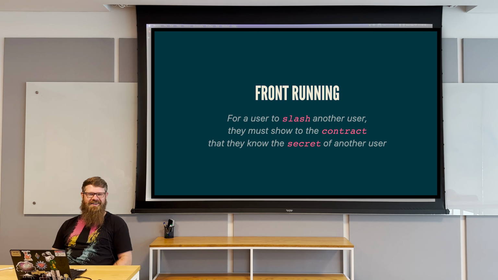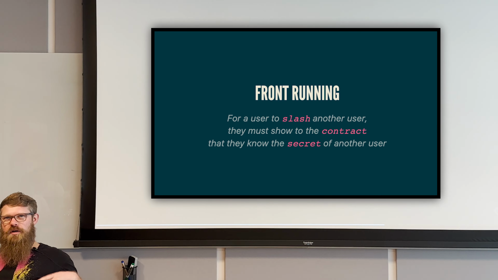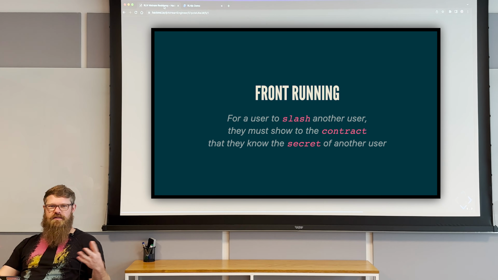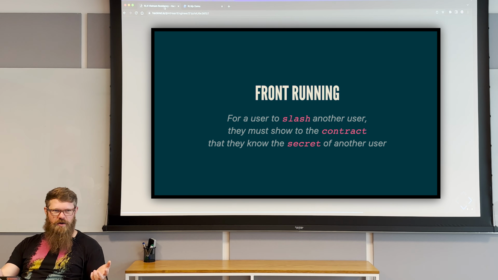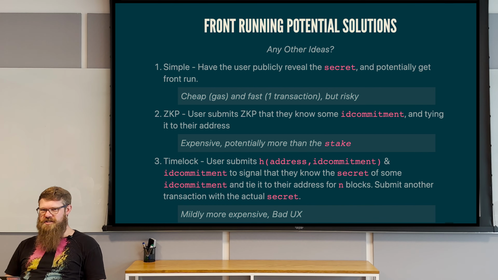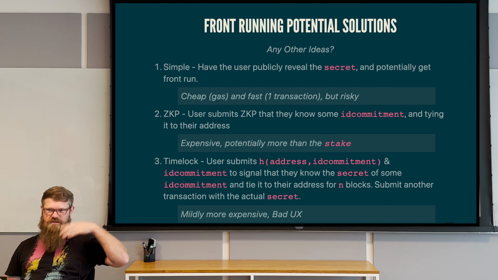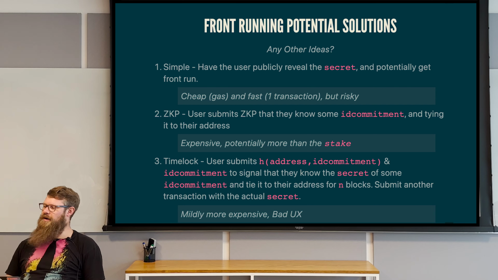All right, so this is the fun part, the challenges we're coming up with. Front running is a fun problem. For a user to prove to the contract that they know somebody's secret, they have to reveal that in some way, or make some proof that they know it. There's a couple of challenges with this. You have the simple option, just put that in the actual call to the contract, and then someone else can front run you. It's super easy, but it's also a super simple transaction.